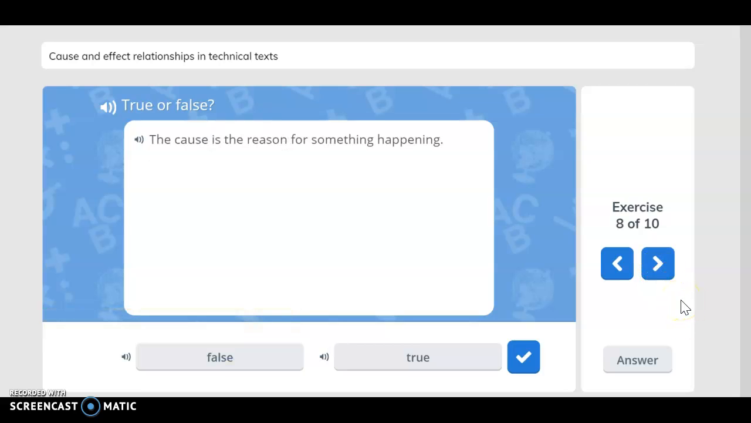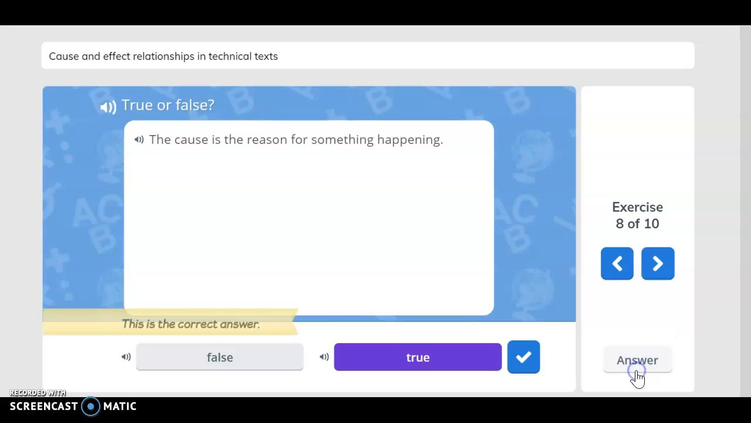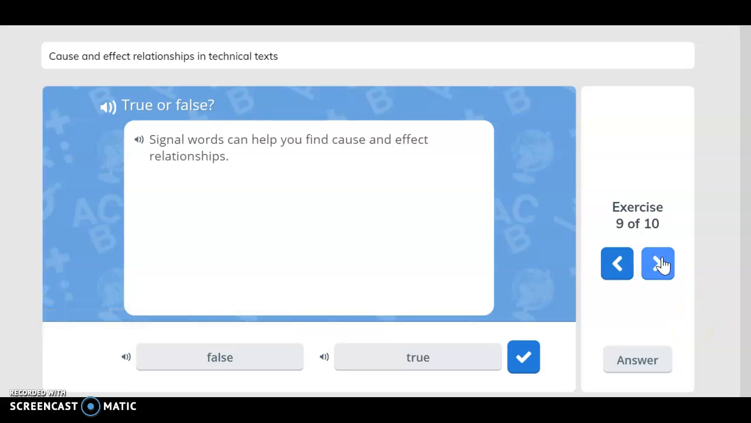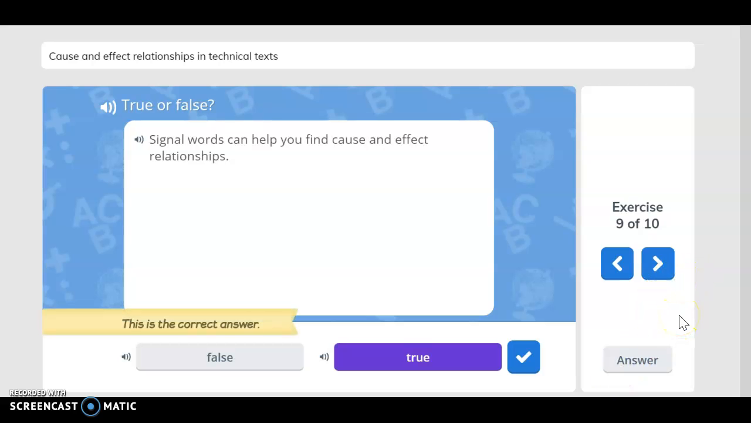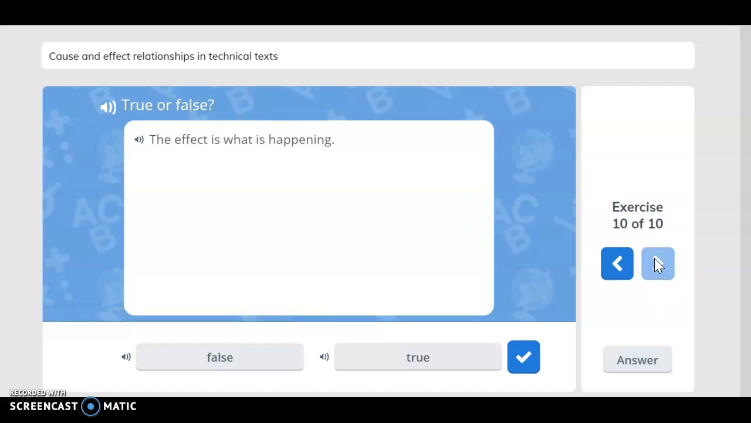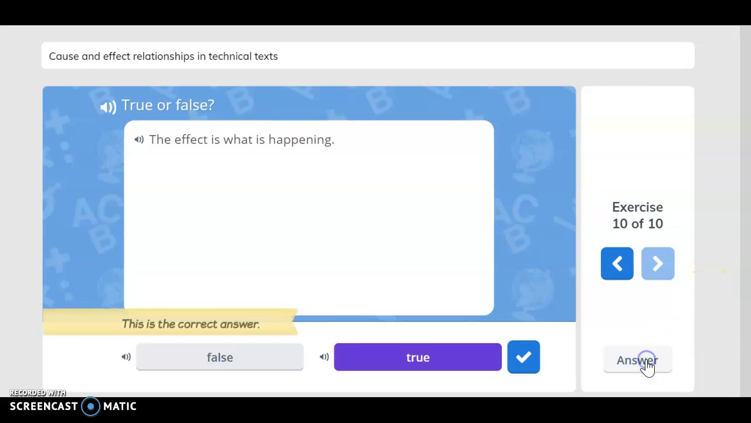The cause is the reason for something happening. You said true, you are correct. Signal words can help you find cause and effect relationships. If you said true, you are correct. The effect is what is happening. You said true, you are correct.